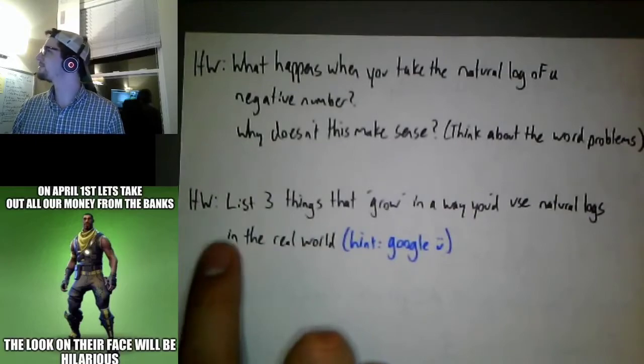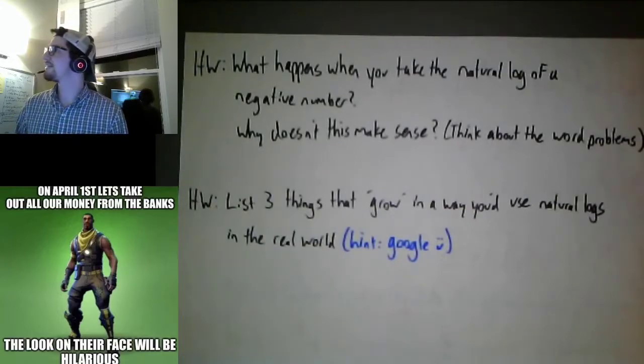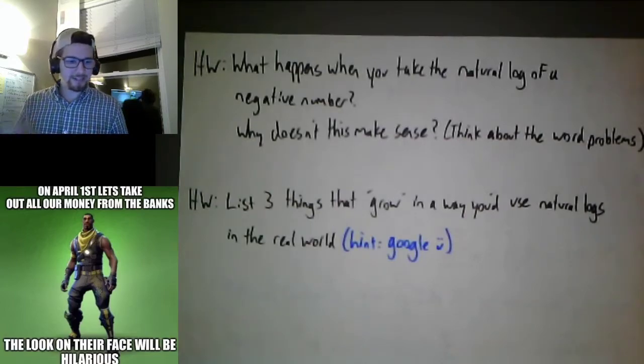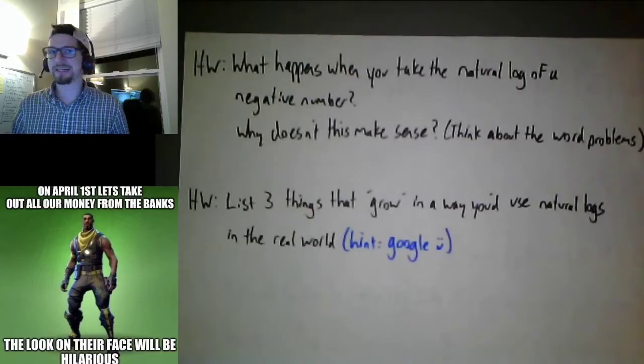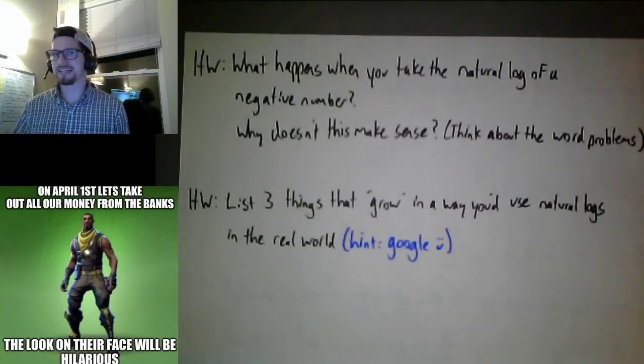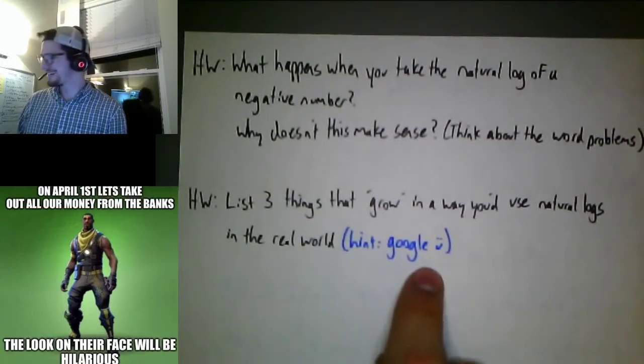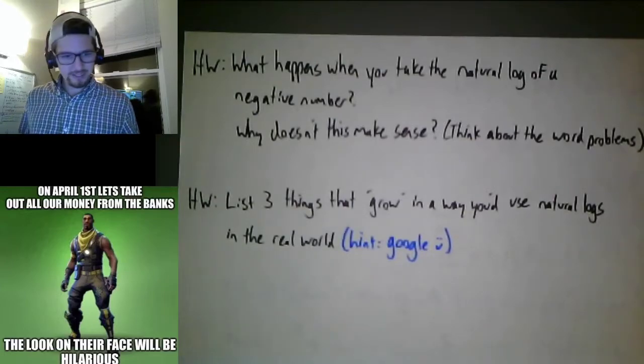The last thing I want you to do is to list 3 things that grow in a way that you'd use natural logs in the real world. So I used bacteria and I used money. Find 3 other things that you could grow and should grow over time like that. And I said hint Google, because Google is your friend.